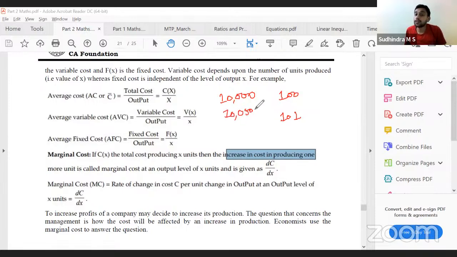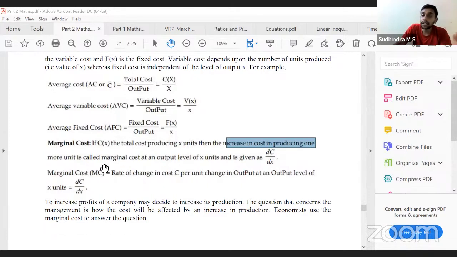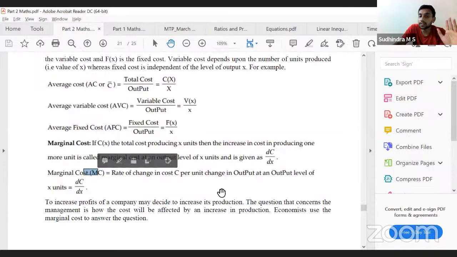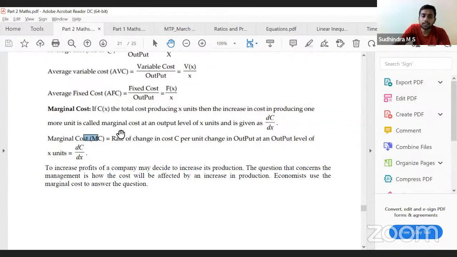Then this 50 rupees is called marginal cost. For producing one additional product, what is the additional cost incurred? That is called marginal cost. Marginal cost can be calculated using the derivatives principle. Okay, there is a formula: the rate of change in C per unit change in output, at an output level of X units.